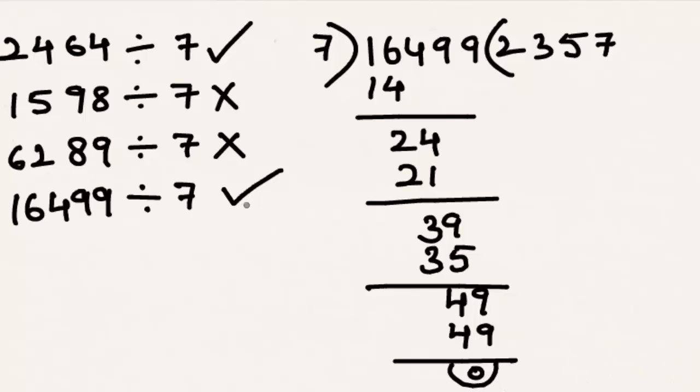So hence, to check whether a number is exactly divisible by 7, double the last digit and subtract it from the remaining number. If the result is divisible by 7, then the original number is also divisible by 7.